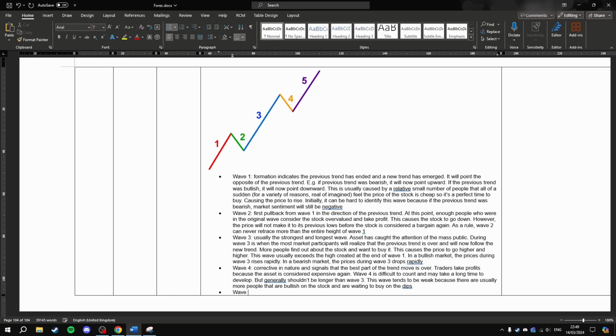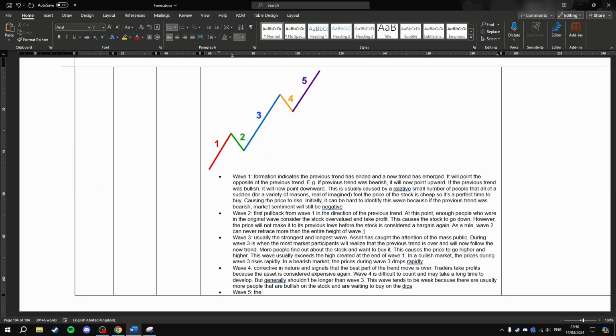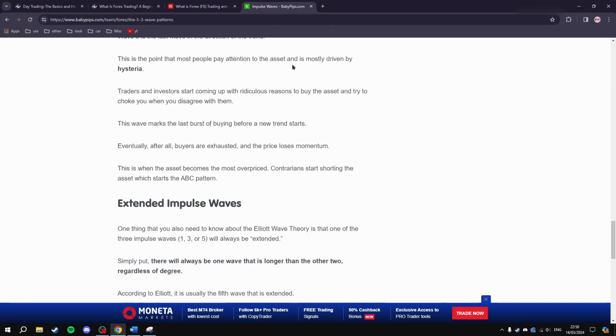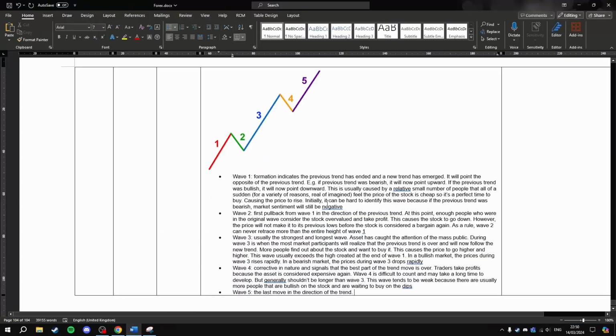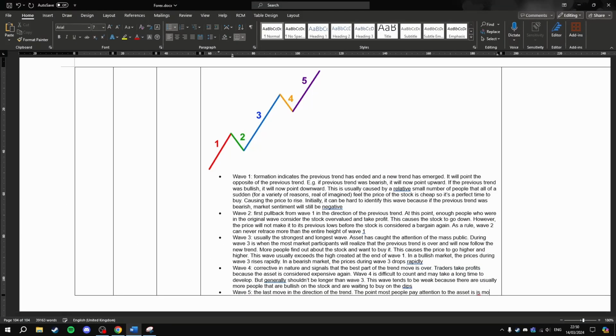Wave 5. Wave 5 is the last move in the direction of the trend. This is the point where most people pay attention to the asset, and it is mostly driven by hysteria.